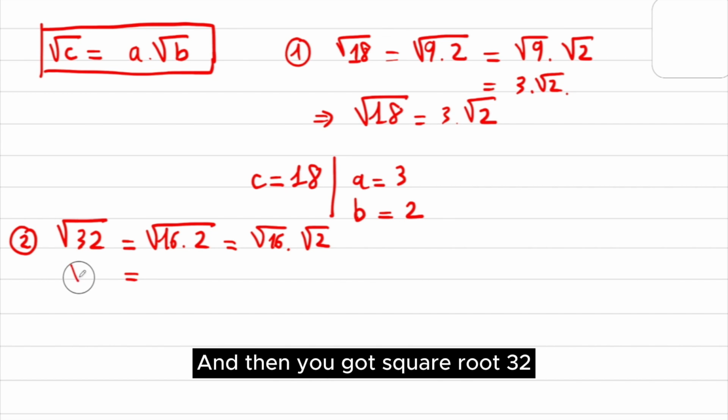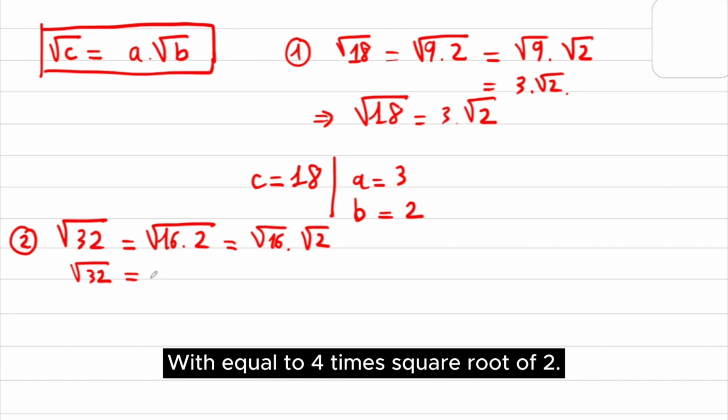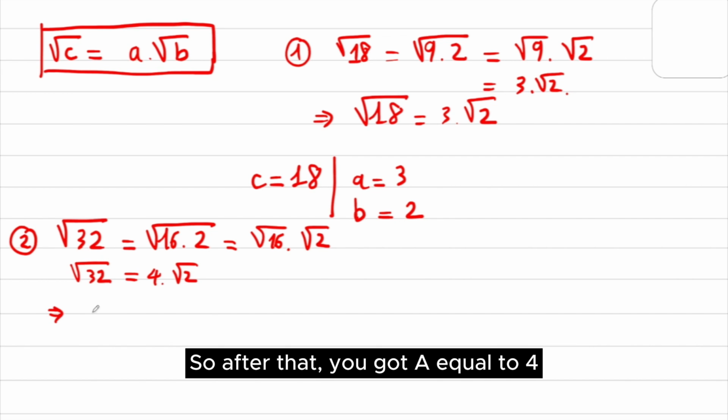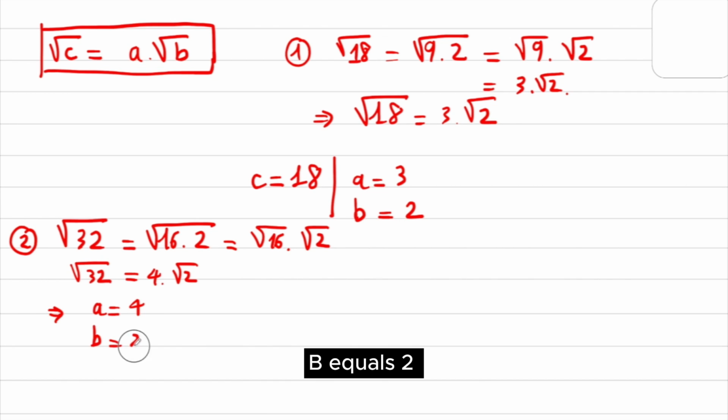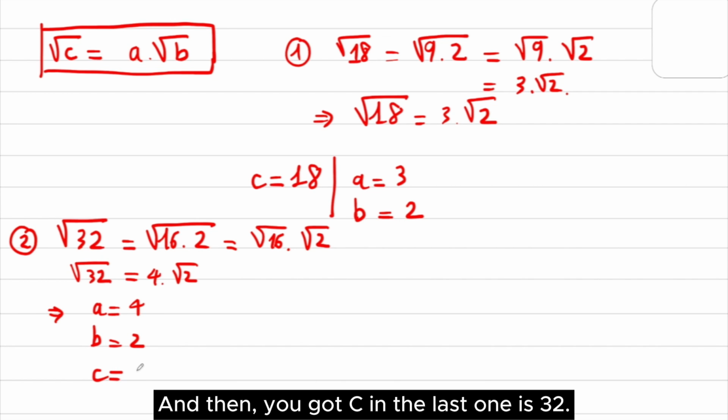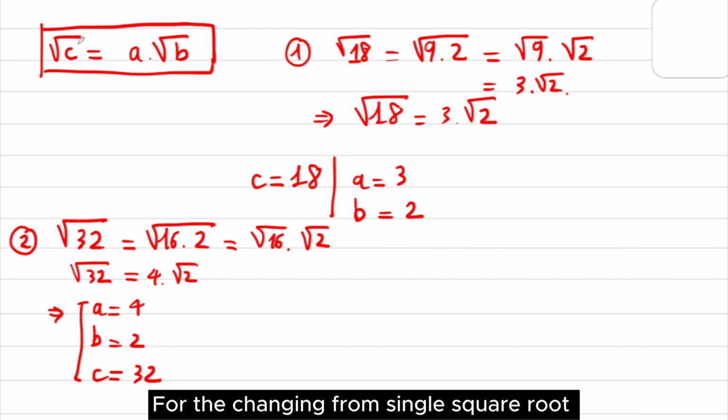And then the square root of 32 will equal 4 times the square root of 2. So after that, you got A equal to 4, B equal to 2, and C is the last one, 32. That is the way you can solve your working out for changing a single square root to an integer and a square root.